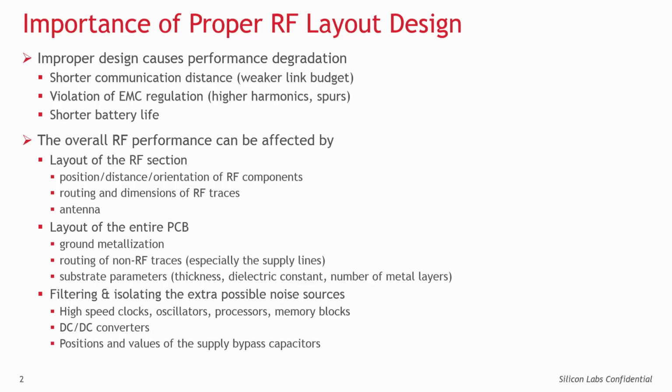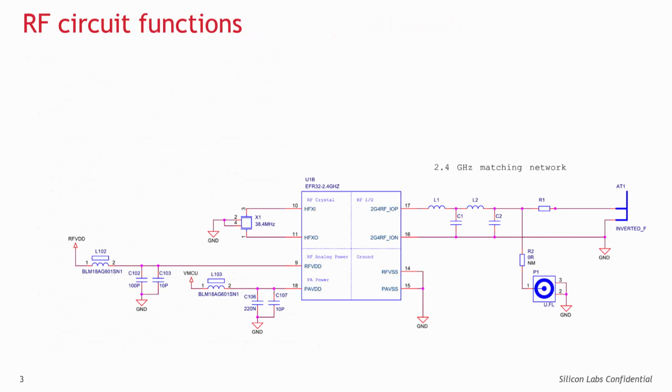Furthermore, the other high-speed blocks and converters mounted on the board can cause extra spurs in the RF spectrum or sensitivity degradation. So the filtering and the isolation away of these blocks from the RF part become also important. The most important part of the proper layout design is the RF circuitry itself.